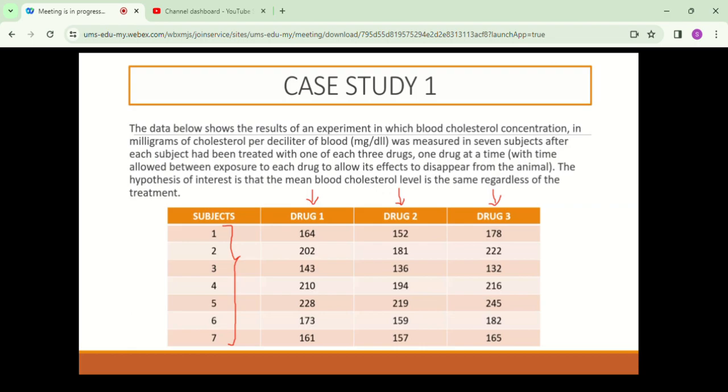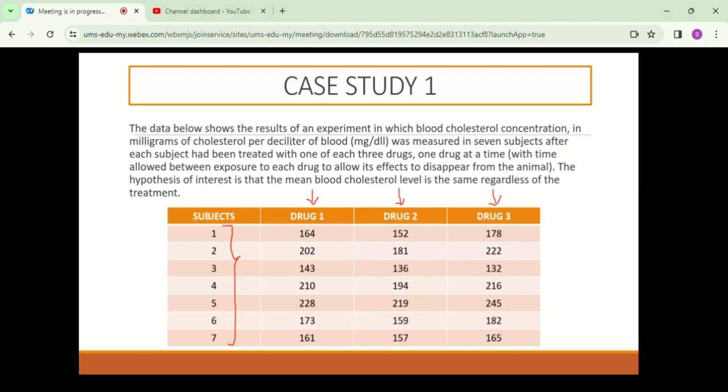concentration, in milligrams of cholesterol per deciliter of blood, was measured in 7 subjects after each subject had been treated with one of each of 3 drugs, 1 drug at a time, with time allowed between exposure to each drug to allow its effect to disappear from the animal. If you want to know, the animal actually refers to mouse.